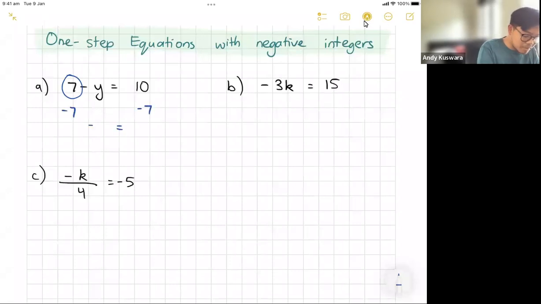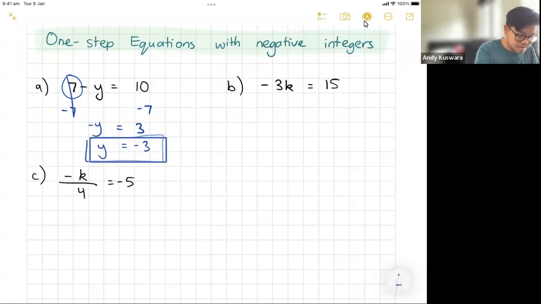But we have to remember that there's still a minus y on this side. It's not just y, it's a negative y. So if negative y equals 10 minus 7, that's just 3. And the way that we do this here is we just swap it around. So the negative y now becomes positive, but the +3 now becomes -3. So I've multiplied everything through by -1, and that gives me an answer of y equals -3.